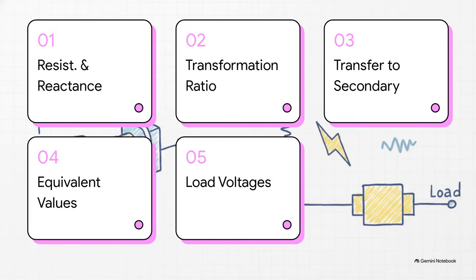Here is our quick roadmap for today. 1. Transformer resistance and reactance. 2. The transformation ratio, K. 3. Transferring to the secondary side. 4. Total equivalent values. And finally, 5. Calculating load voltages. Let's get right into it.